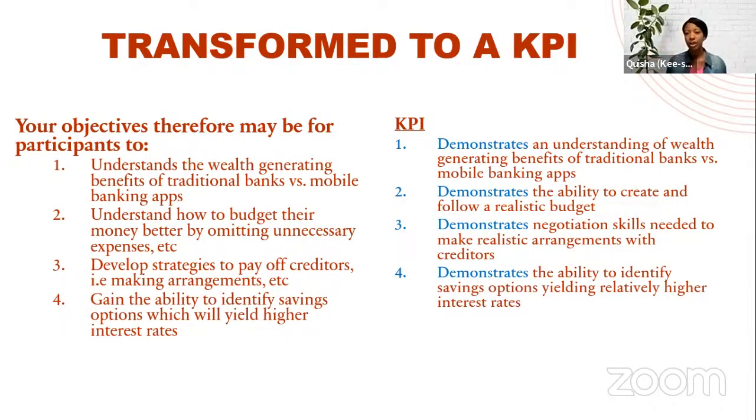Based on the information that was shared during the last slide that I just covered, I set objectives based on what was shared. So the first objective for us as an organization, XYZ organization, is to, first of all, be sure that people understand the wealth-generating benefits of traditional banks and mobile banking apps. Secondly, be sure that people understand how to budget their money better by omitting unnecessary expenses. Third, develop strategies to pay off creditors, such as making arrangements. Make sure people understand that and help teach those types of concepts in our program.